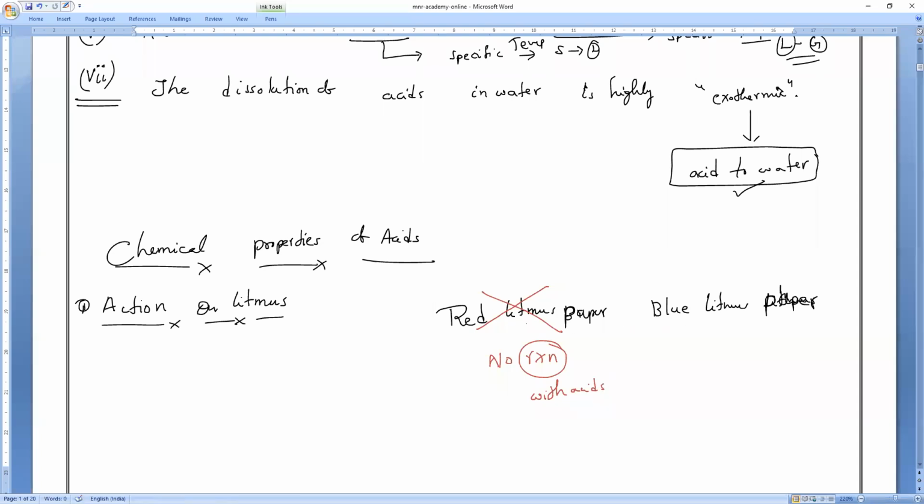If I want to identify whether the given substance is acid or base, I dip the litmus paper. If the blue litmus turns into red litmus, then the given solution is acid. Correct. Blue litmus paper turns to red. That is what we have to remember. It indicates that the given solution is acid. That is the first chemical property of acids. The acid in aqueous solution can change the blue litmus into red.